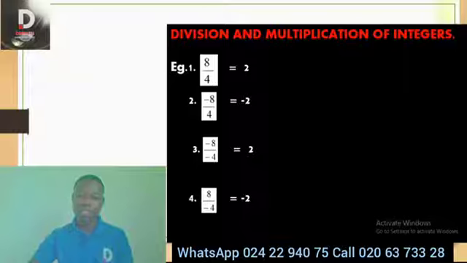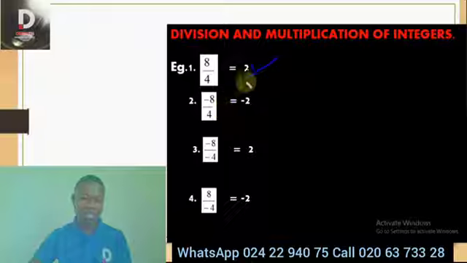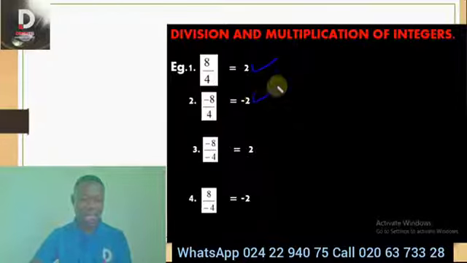Good. Division of numbers. Division and multiplication of numbers. A divided by 4. You know the answer to be what? 2. Good. There's no issue with that. Negative divided by positive. The answer must be negative. When negative and positive meet, negative leads. Negative always leads, right?